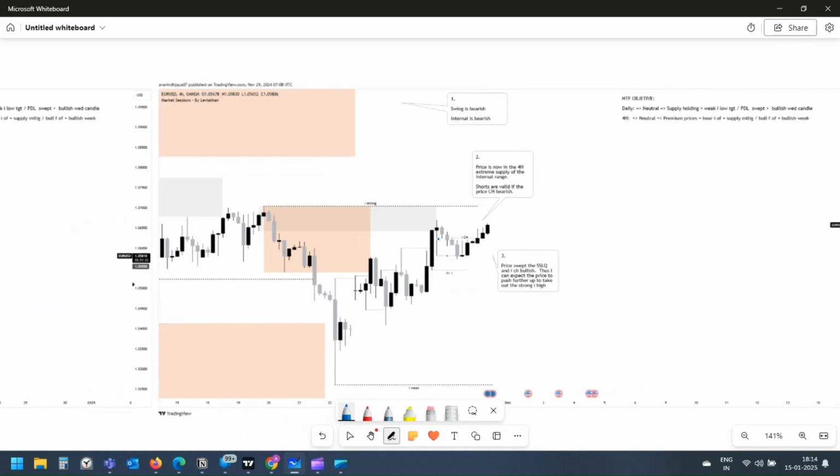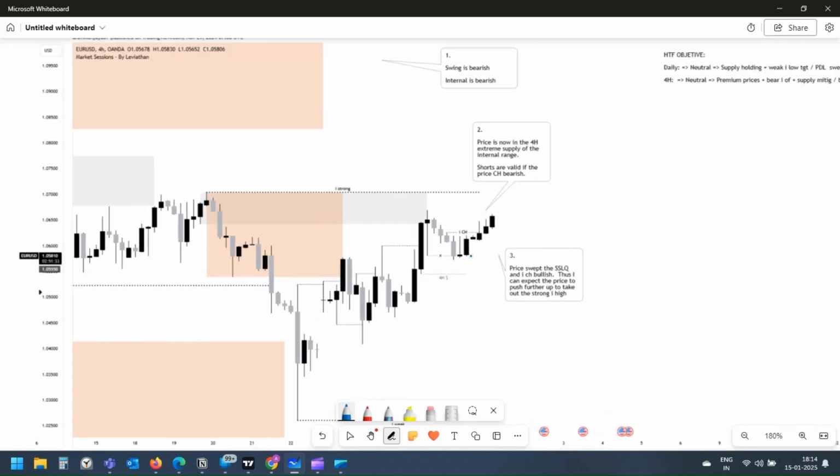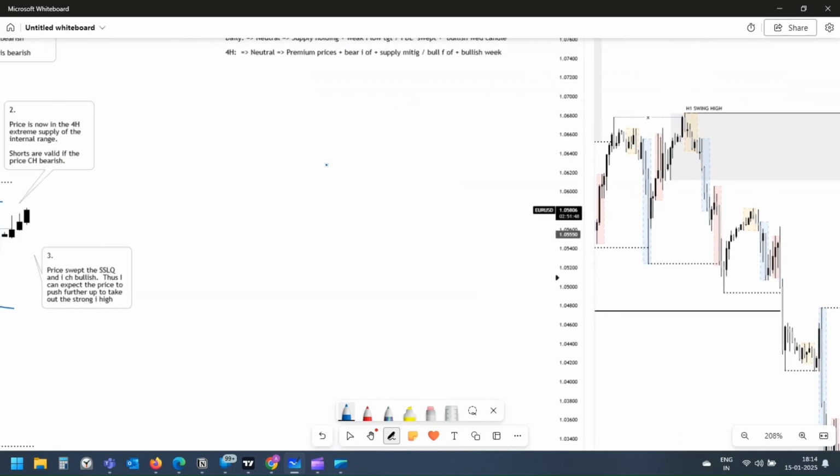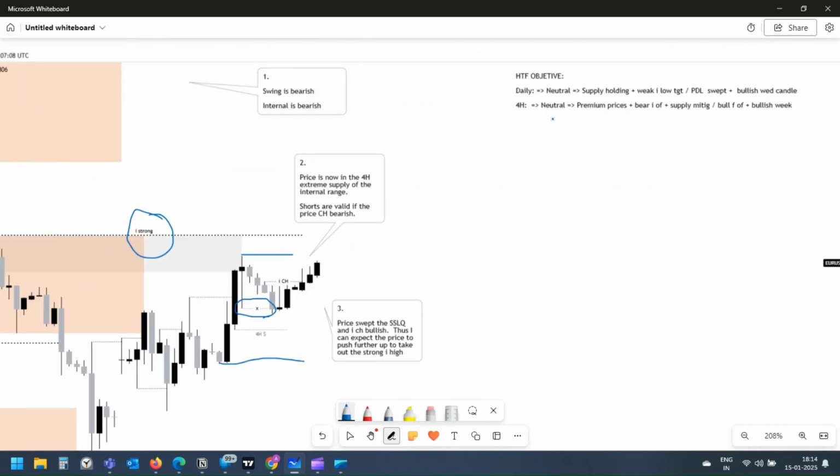Here you can see the price has mitigated the extreme supply, but the thing here is it had just taken out the sell side liquidity and I chalk bullish. So this is the chalk bearish line and this is the chalk bullish line, but internally within this fractal structure, price had chalked bullish, which means the price can push further up today also and then take out the strong internal high. That's also a possible chance, but still my bias for the 4-hour is also neutral.